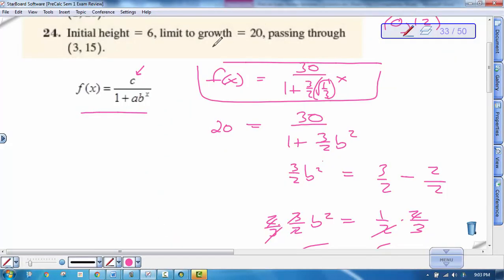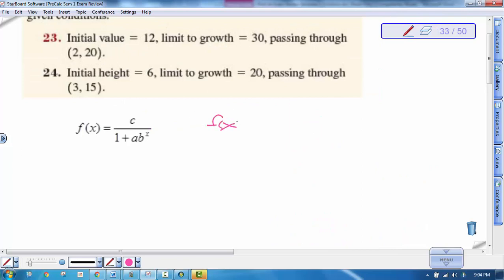So I'm going to do this problem again, but for number 24. All right, so they give us the limit to growth again is 20. So I'm going to put that in the top: 20 over 1 plus a b to the x. They say the initial height is 6. So what that means is when I plug in 0 for x, I get 6 for y.